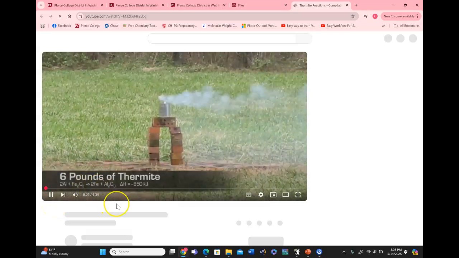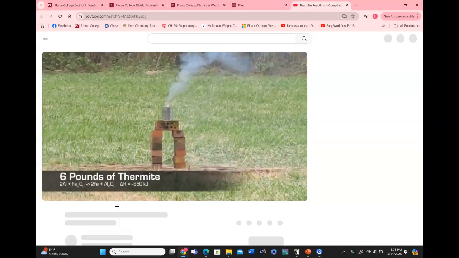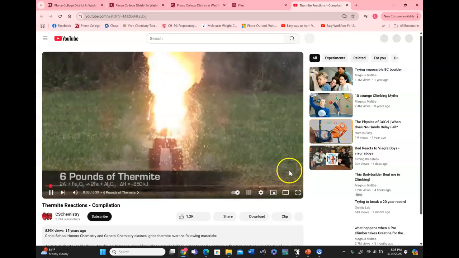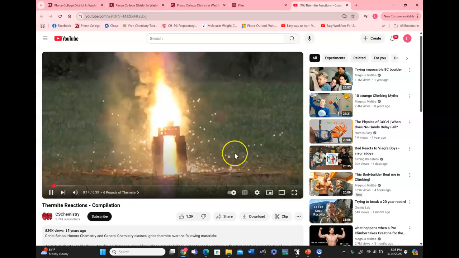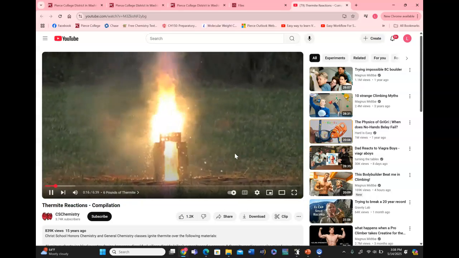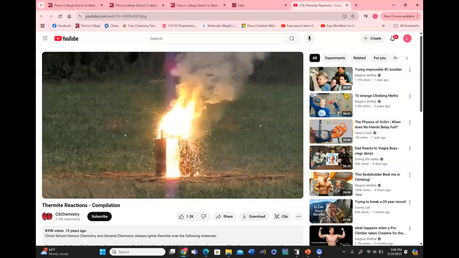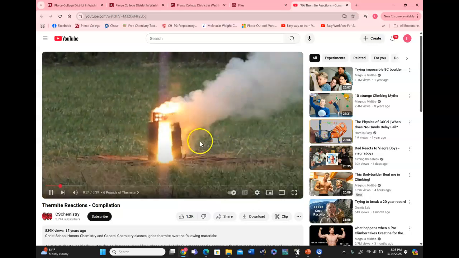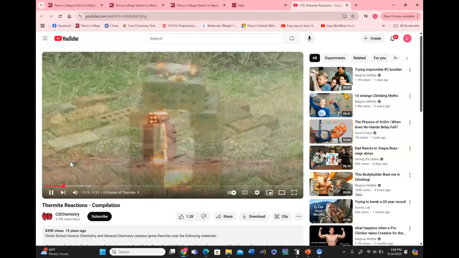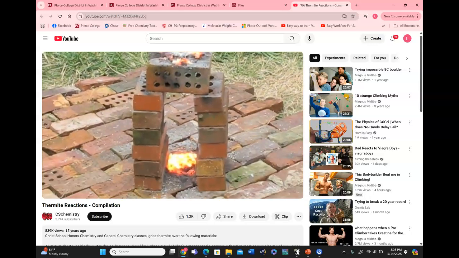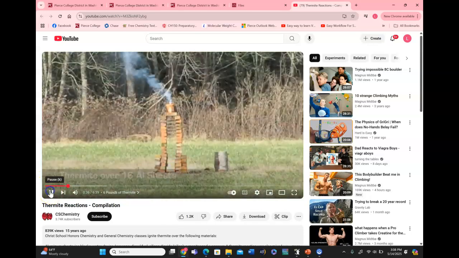And here it comes. So this is 6 pounds of a mixture of aluminum and iron(III) oxide that's referred to as thermite. And you can see that it produces a very large amount of heat as well as a large amount of liquid iron, which is that glowy orange substance that's accumulating at the bottom of that pile of bricks there. So this reaction is often used to weld railway tracks together because it makes liquid iron, and there's an image of the liquid iron at around about 3000 degrees Celsius.